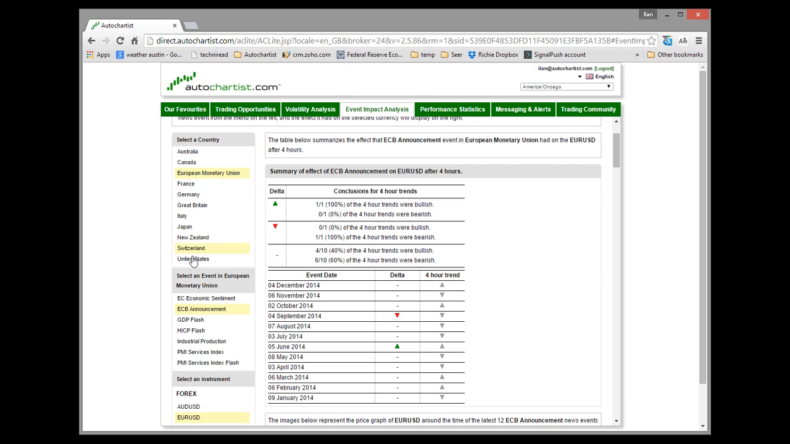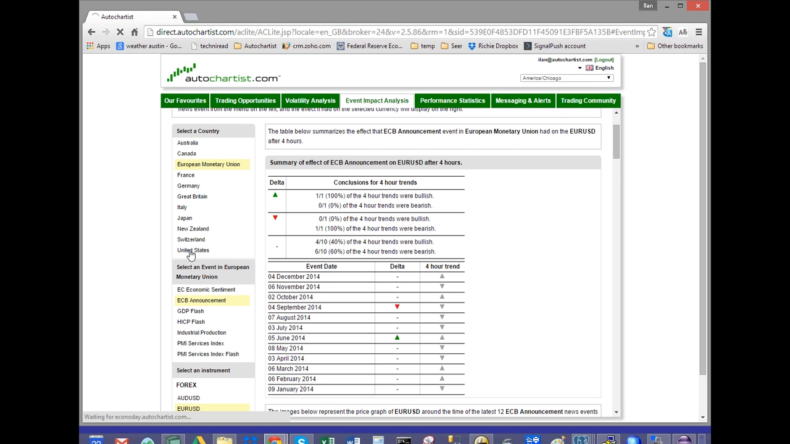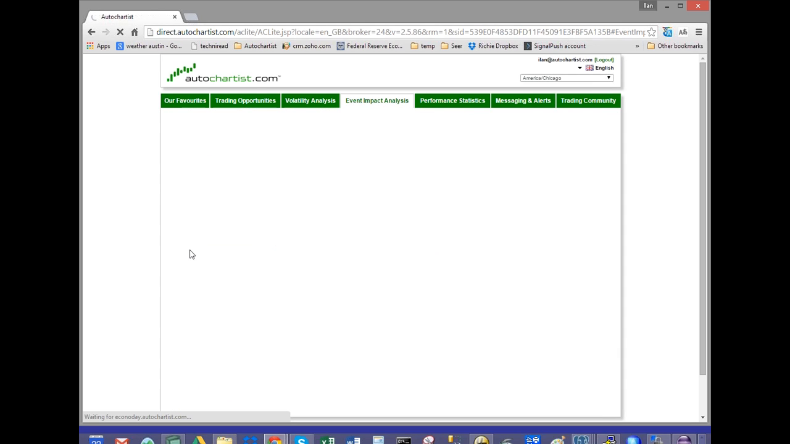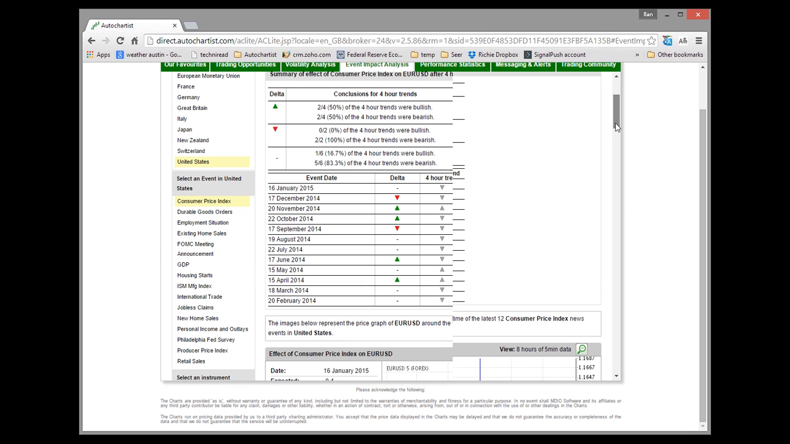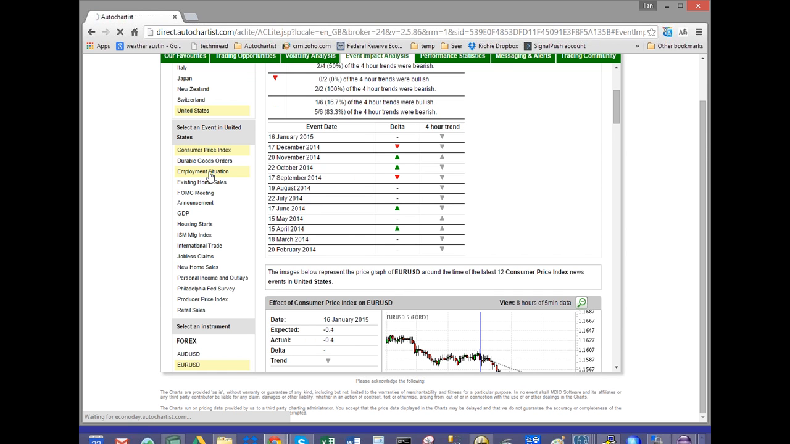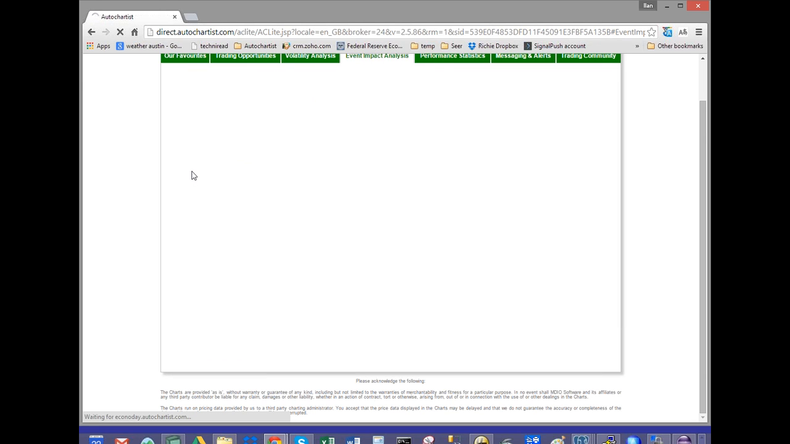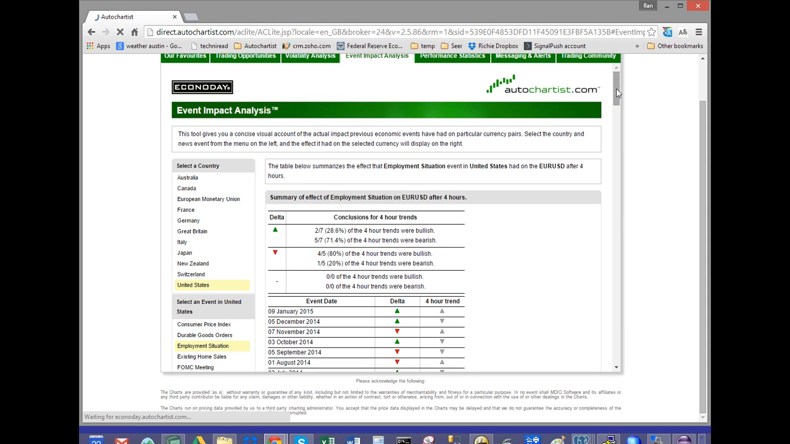Certainly, let's choose something else. Let's say United States. Bear with me, everyone, while we look at this. So United States Consumer Price Index. Okay, United States Consumer Price Index. Or let's see, employment situation. That's a good one. All right, so if we wanted to look at the effects of United States employment situation on Euro USD, then we can have a look at that now.